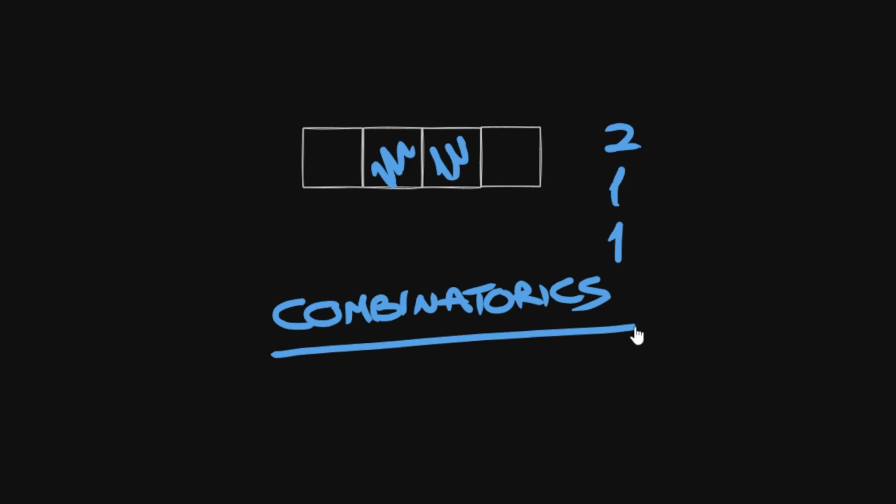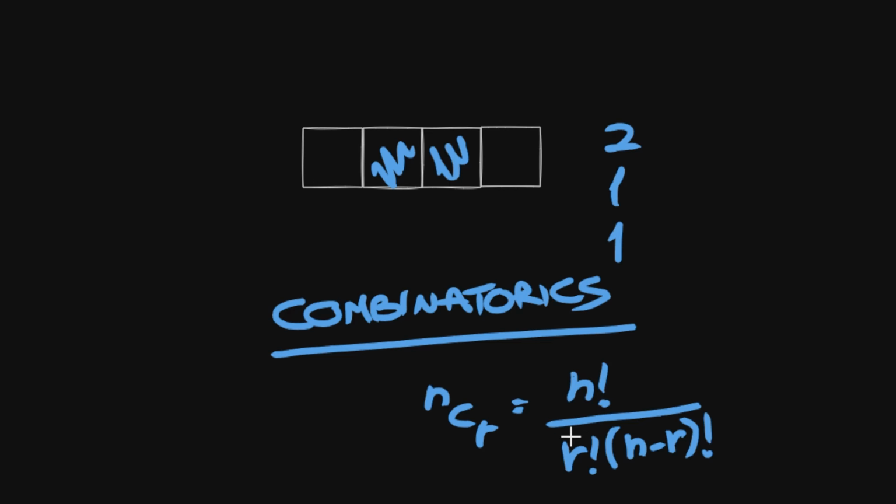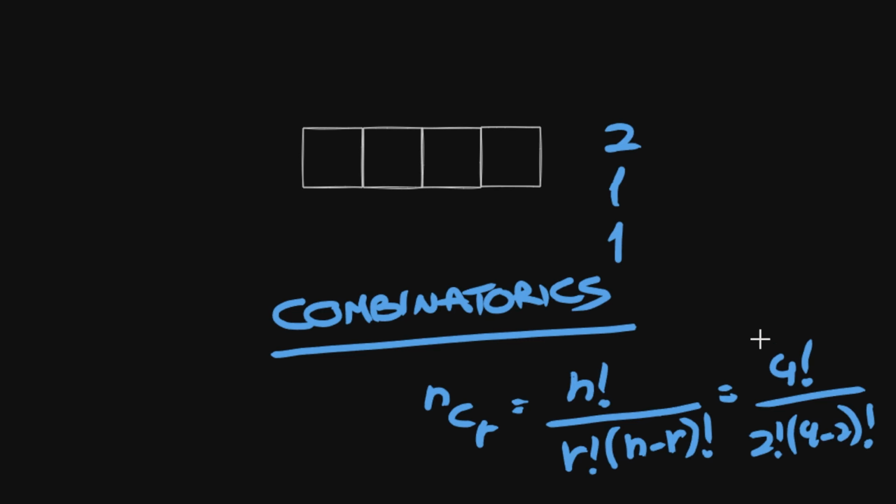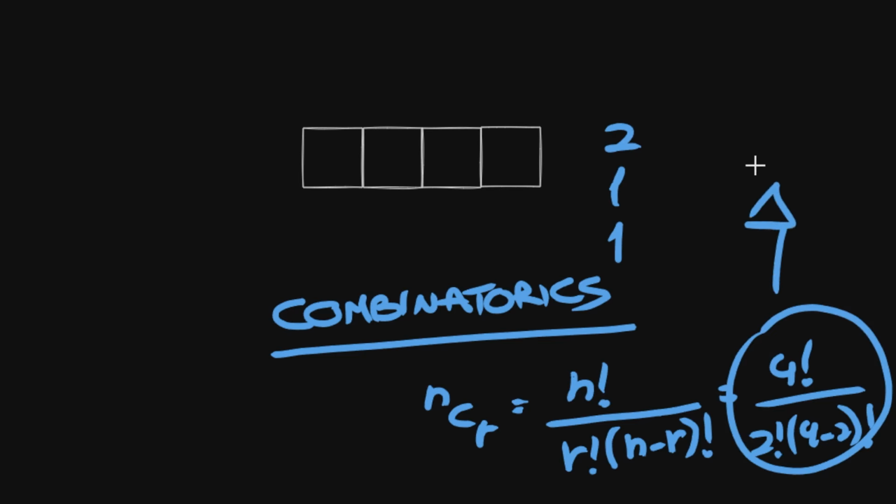And in case you have never seen something like this, it is something called combinatorics. And there's a well-known formula for this which goes like this. NCR is n factorial divided by r factorial times n minus r factorial. In this case, r is 2 and n is 4. So we are looking for combinations of 2 in 4. So we do this is equal to 4 factorial divided by 2 factorial times 4 minus 2 factorial. The result for this is 6.